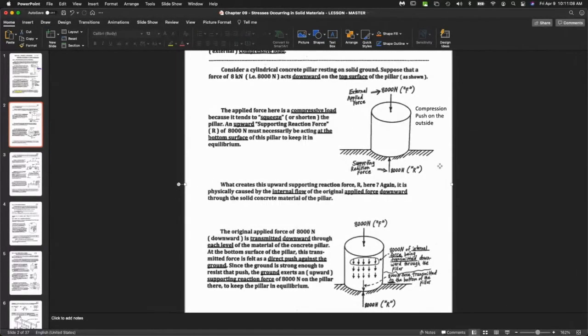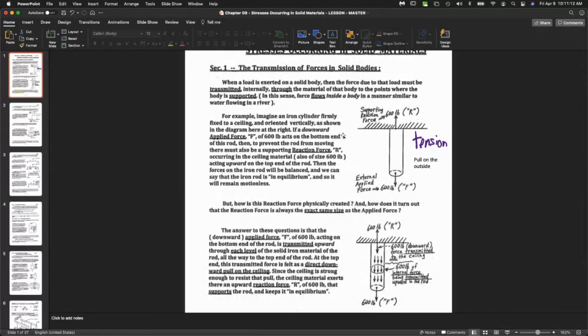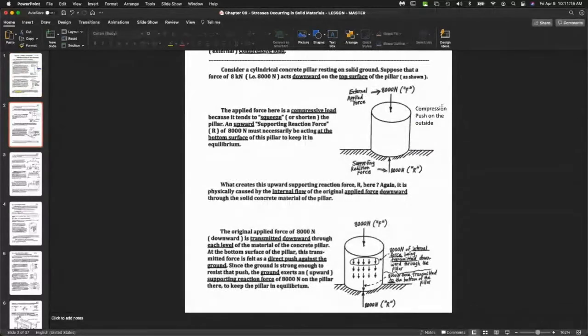So far, I've written out two keywords. One is tension, one is compression, and then there's another type which is called shear. And I'll talk about shear in a second.